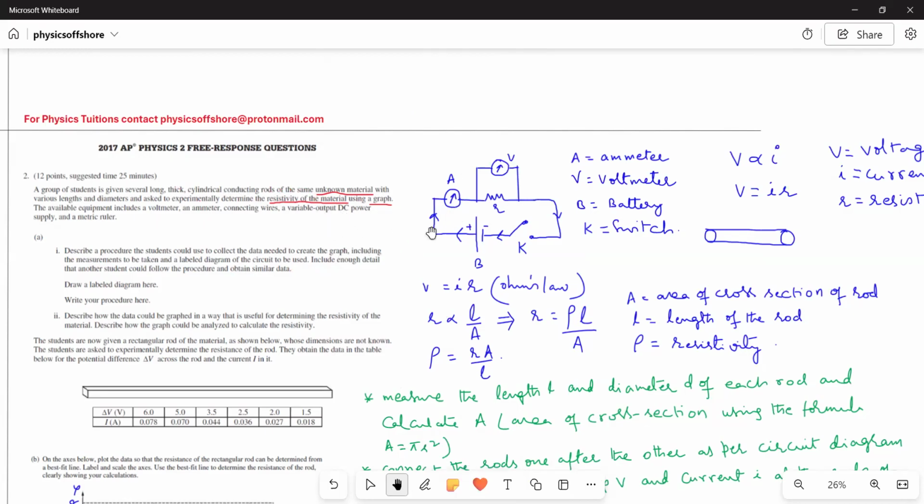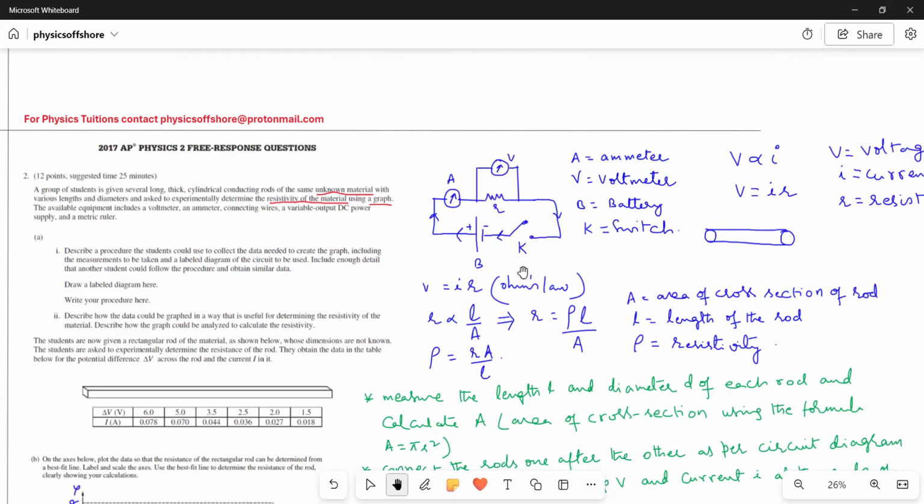So draw a circuit diagram. Here, the ammeter should be in series with the given rod. This R is, I'm showing the rod as R, okay, because that is a conducting material. So this is the cylindrical rod. And then it should be connected in series with the ammeter and the power supply with a switch. A voltmeter is connected in parallel to, or across, the material, okay, so that you can measure the voltage.